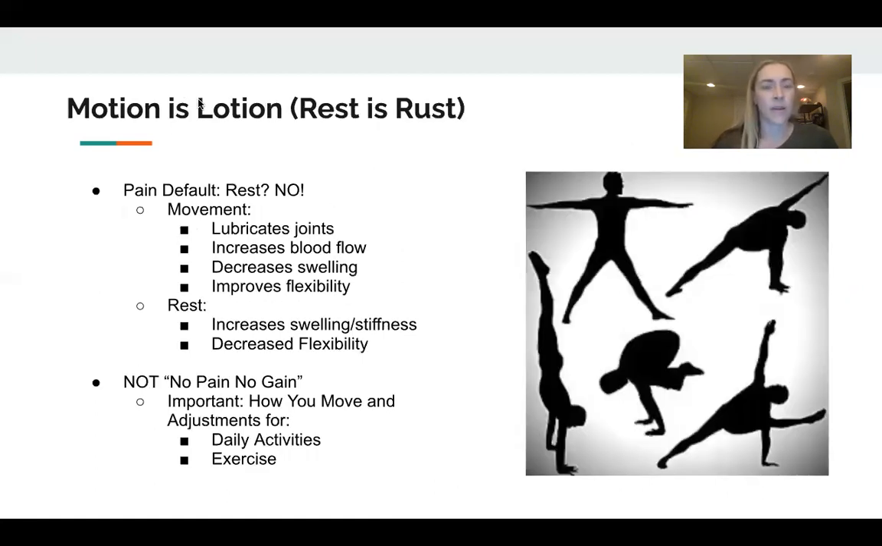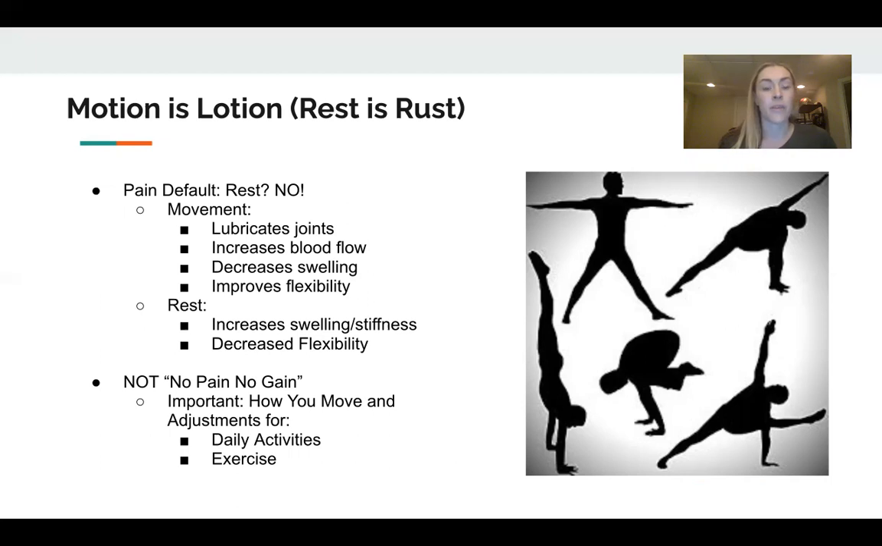I love this saying. My coworker, Dr. Andrew, always says it. Motion is lotion. And then I saw rest is rust. And it's so true, because when we're in pain, our thought is, oh, I shouldn't move, I need to rest. And that's the worst thing you can do for your knee, because movement is so crucial to healing. It lubricates our joints, it increases blood flow, decreases swelling, and improves flexibility. If you're not moving, you're likely to have your knee joint get stiff, and everything just gets tight and you're not moving as well as you could.